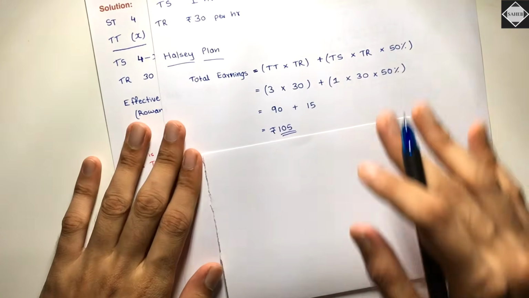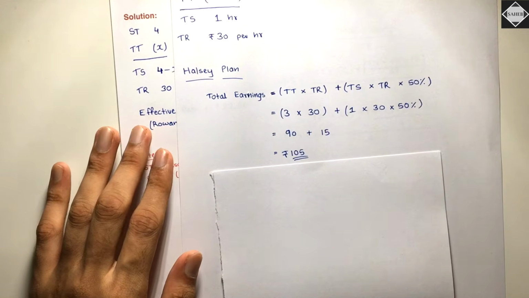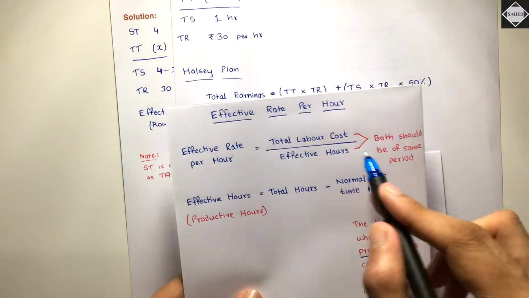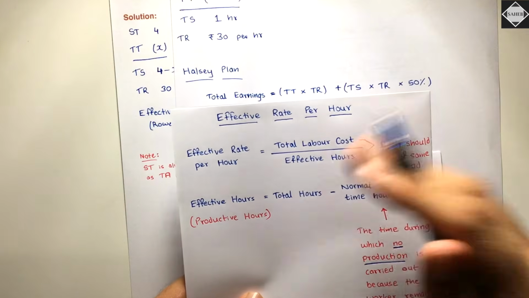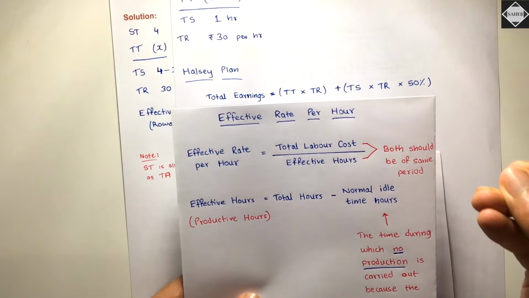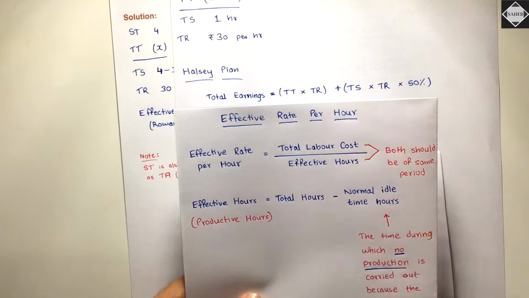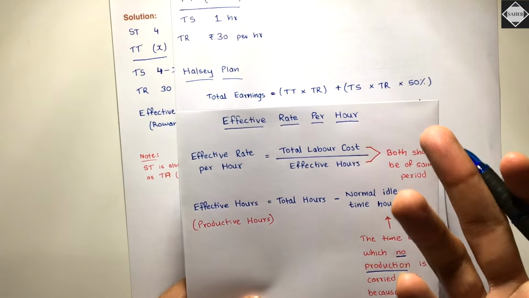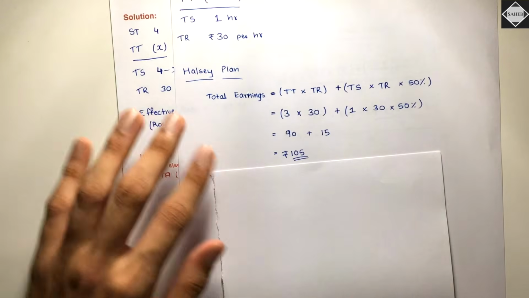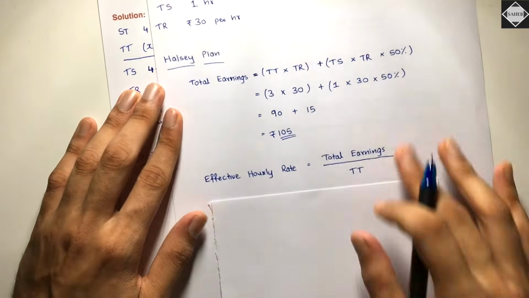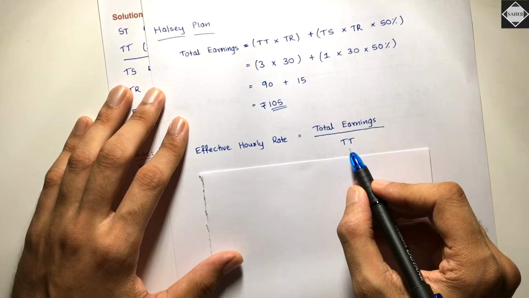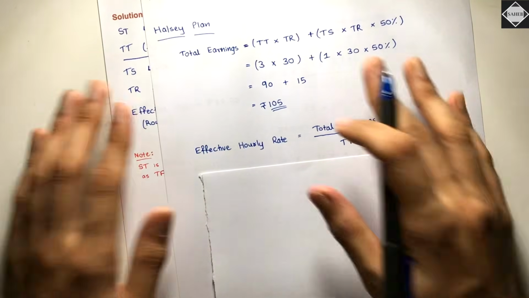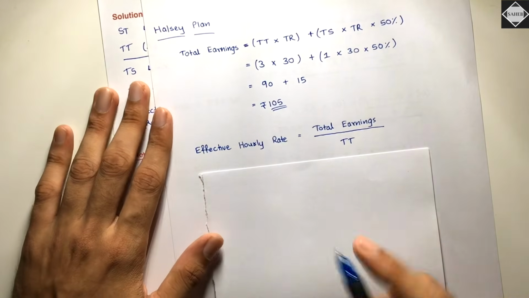And then after this, you have to calculate what? Effective rate per hour. Total labor cost divided by effective hours is from the employer's point of view. From the employee's point of view, for the company it is cost, for the employee it is his or her earning, isn't it? So this is what you are going to do. See here, total earnings divided by the time taken. Actually it is effective hours, but directly you can say it's time taken only, right?